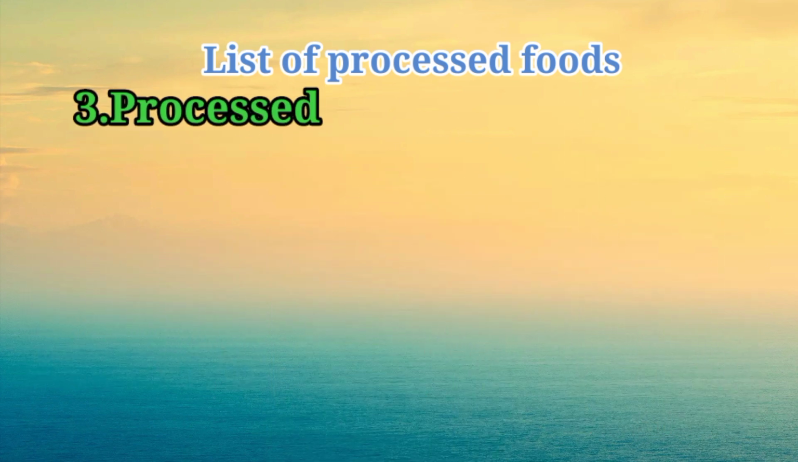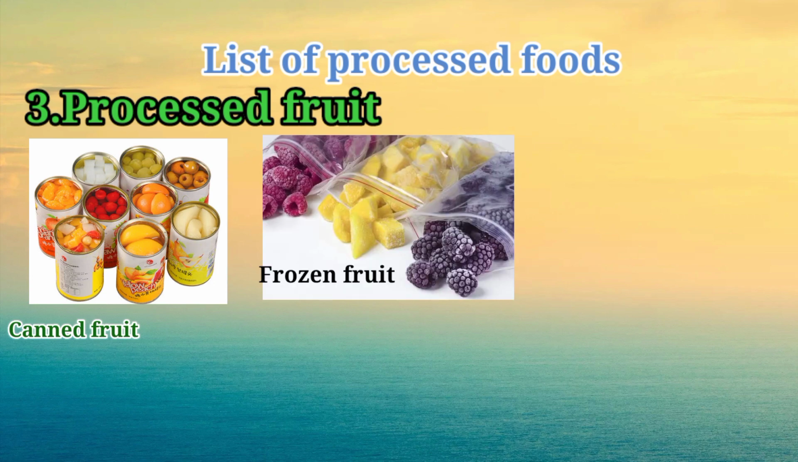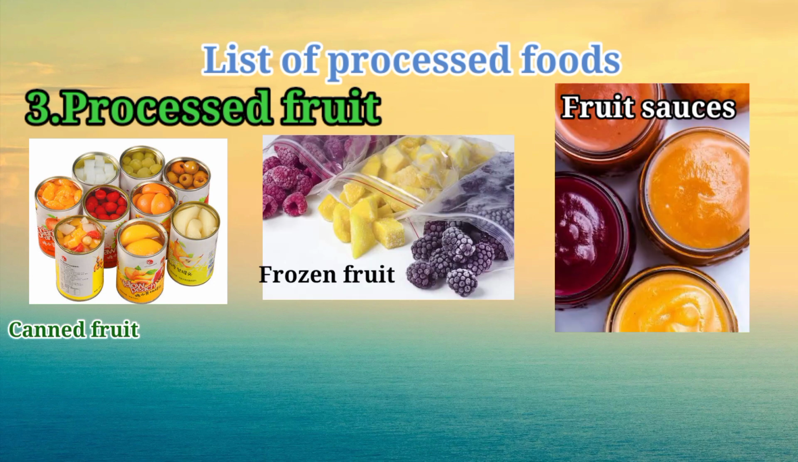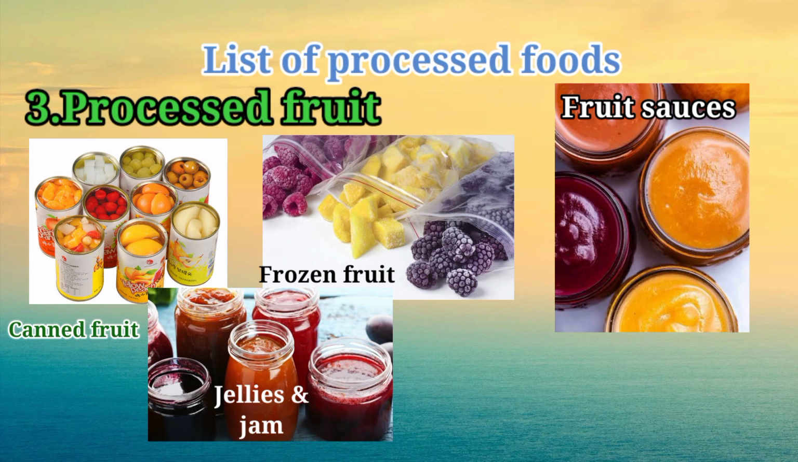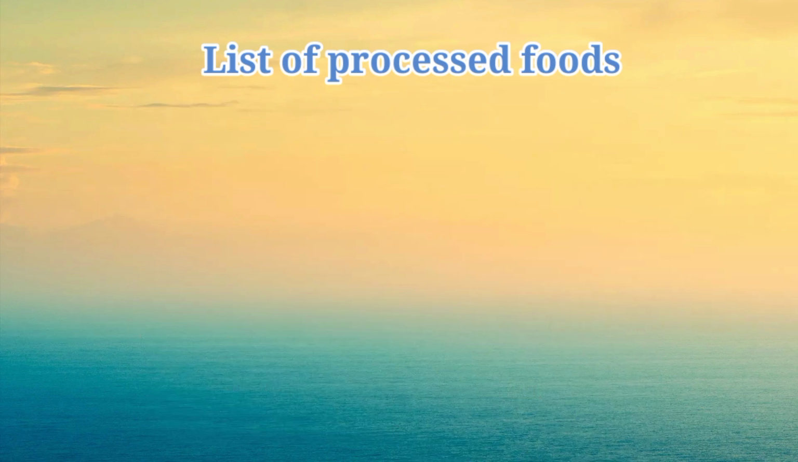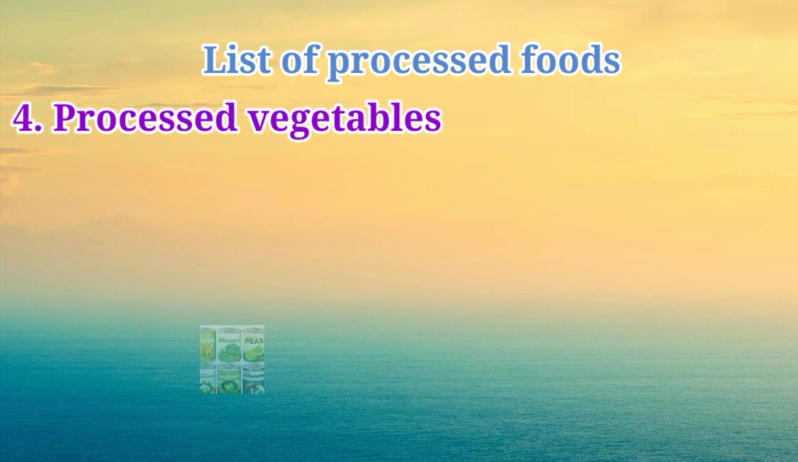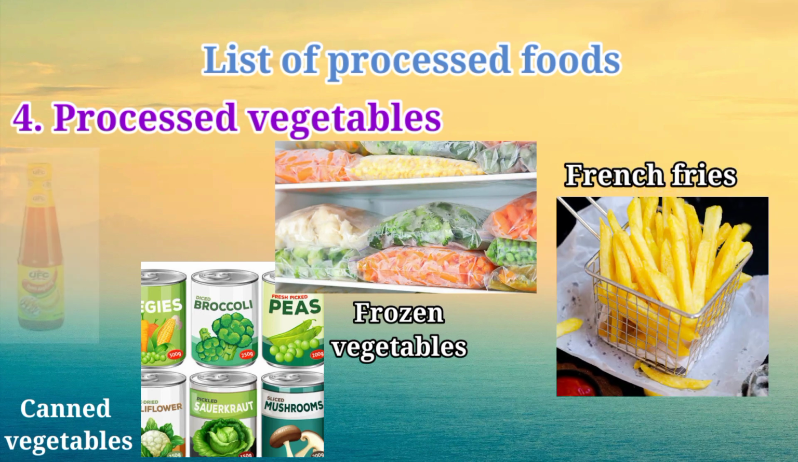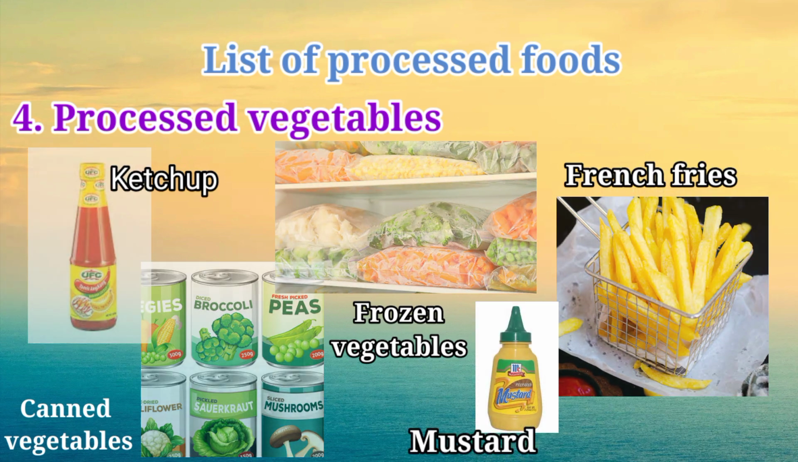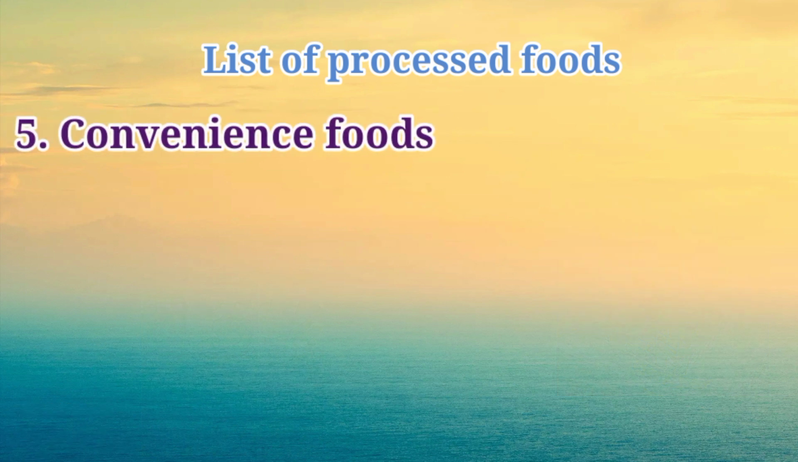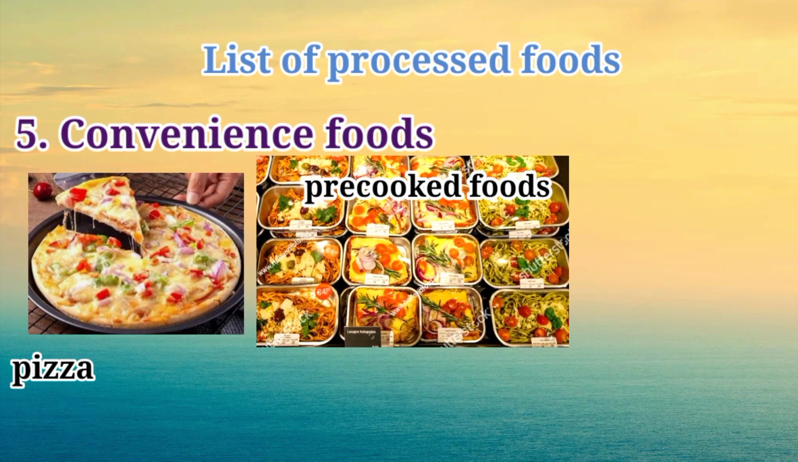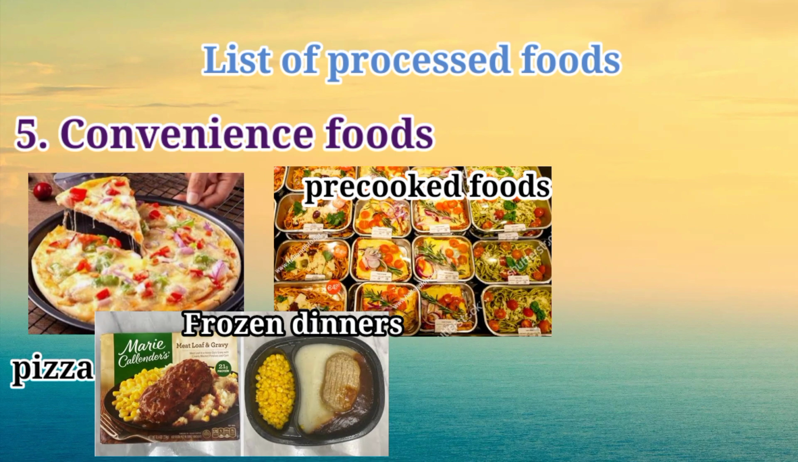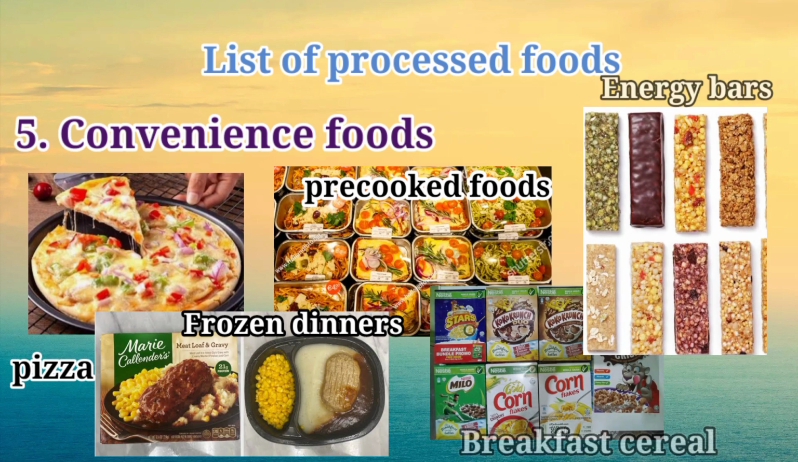Number 3, processed fruit. Canned fruit, frozen fruit, fruit sauces, jellies and jams, and fruit juice. Number 4, processed vegetables like canned vegetables, frozen vegetables, french fries, ketchup, and mustard. Number 5, convenience foods like pizza, pre-cooked foods, frozen dinners, breakfast cereal, and energy bars.